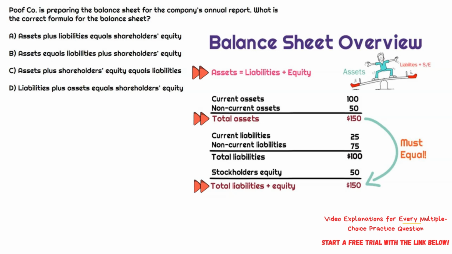Now, since this question is only asking for the correct formula for the balance sheet, take a second, ingrain this in your head, and just remember that assets equals liabilities plus shareholders' equity. So that's the correct answer.